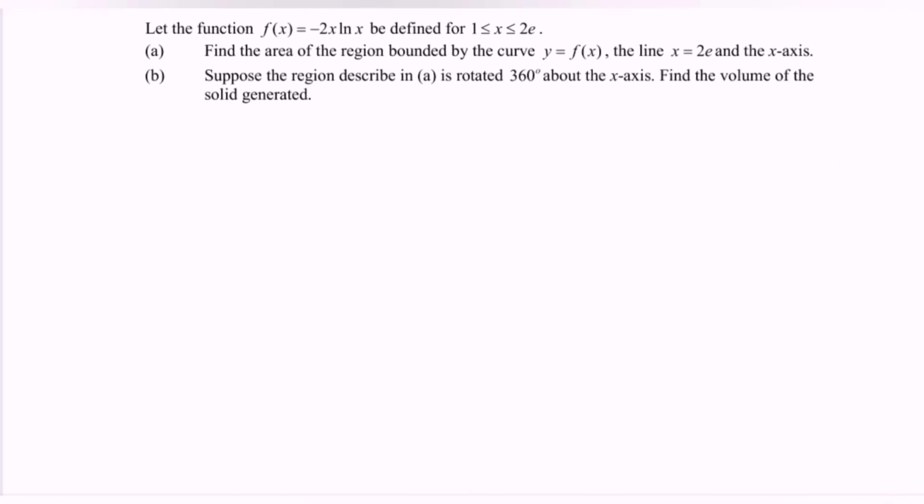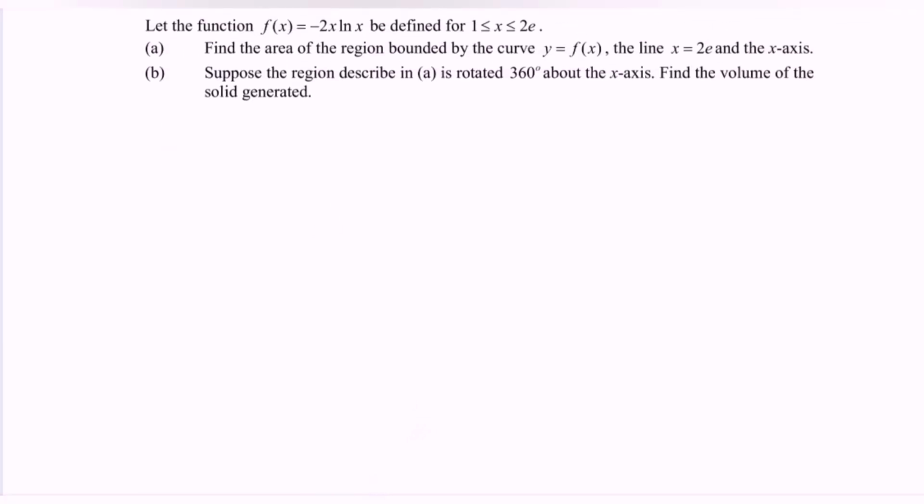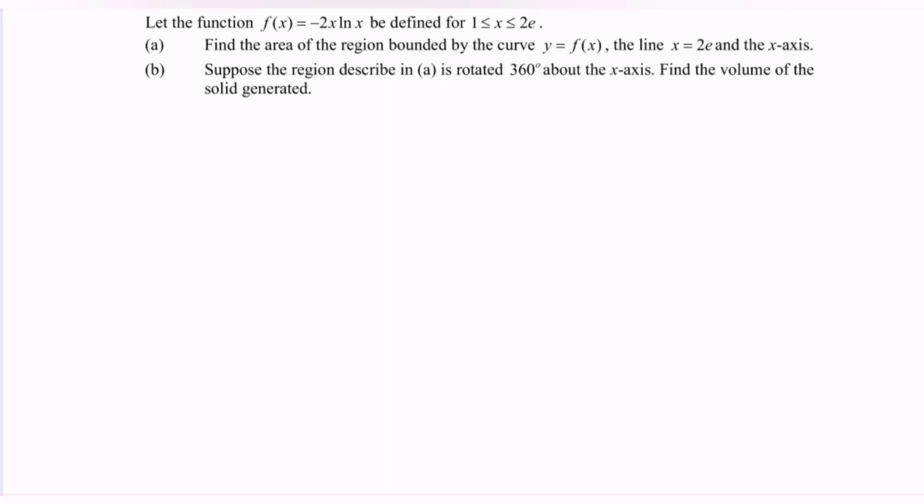Hello everyone, in this video I'm going to discuss an example for integration. Let the function f(x) equal negative 2x multiplied with ln x be defined for the range 1 until 2e. Find the area of the region bounded by the curve y equals f(x), the line x equals 2e, and the x-axis. Kindly refer to the question. Since the question didn't ask us to sketch the graph, we can straightforwardly integrate negative 2x ln x with respect to x from 1 until 2e.